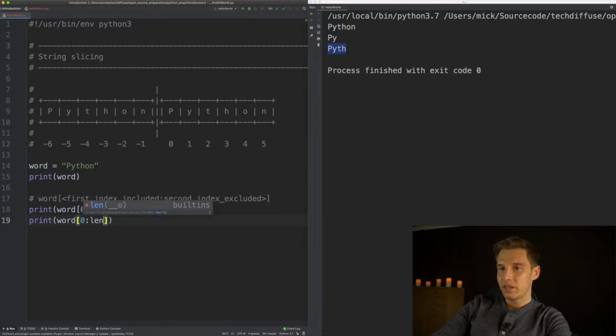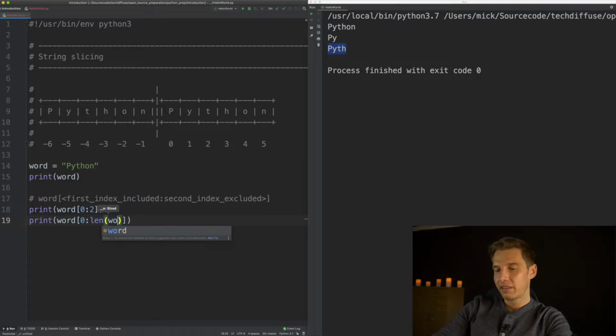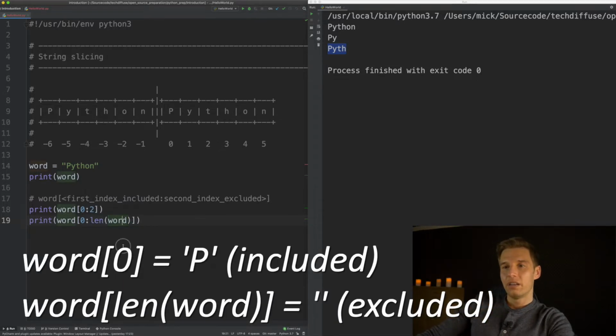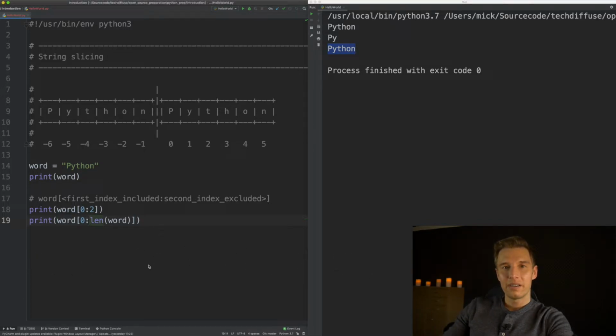And let's see what happens if we put length here. Length of the word. So the length of the word is 1, 2, 3, 4, 5, 6. This means we go from 0 to 6. And what happens now is we get the complete word printed out. So this is a convenience method in Python with string slicing. The second parameter can also be bigger than the string. For instance, if I put here like 1000, we still get Python printed out.